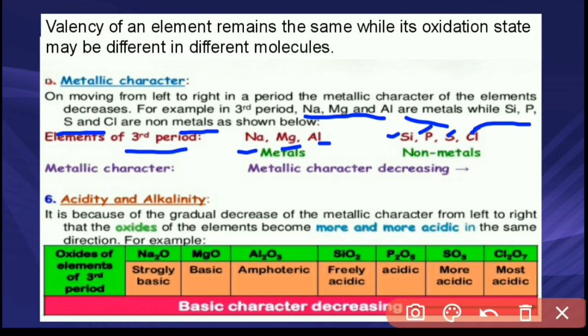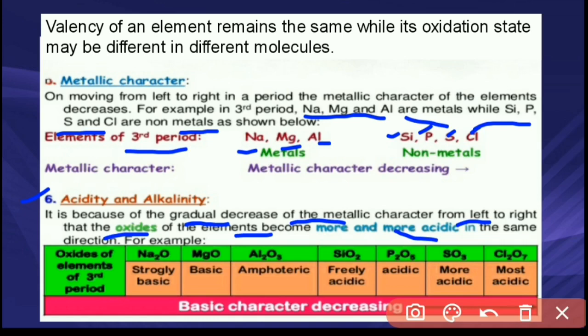Then acidity and alkalinity. It is because of the gradual decrease of the metallic character from left to right that the oxides of the elements become more and more acidic. Generally metal oxides are basic in nature, so alkalinity decreases when we move from left to right in a period.